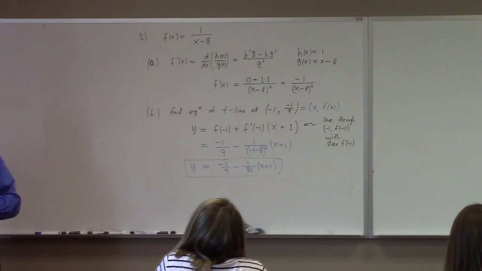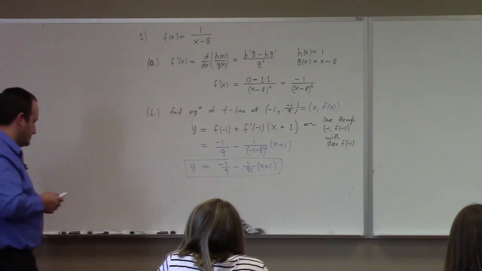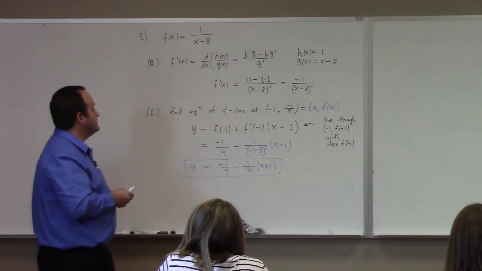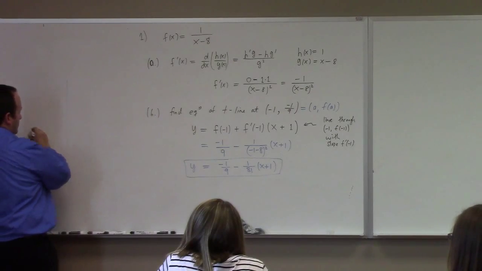Was there a part C? Yeah. It just says sketch the graph of that and the tangent line. Oh, okay. Woot, woot.